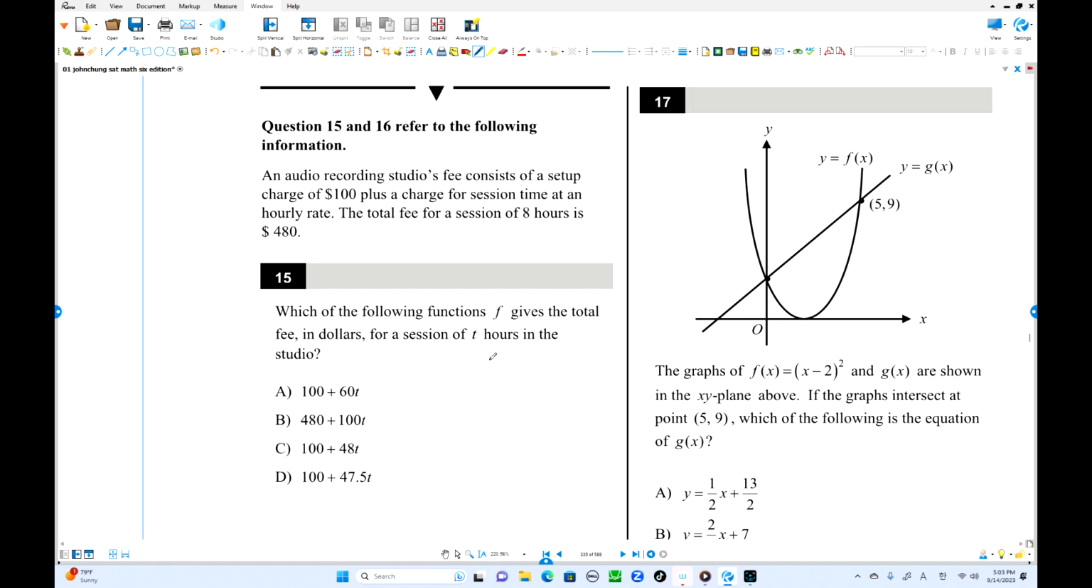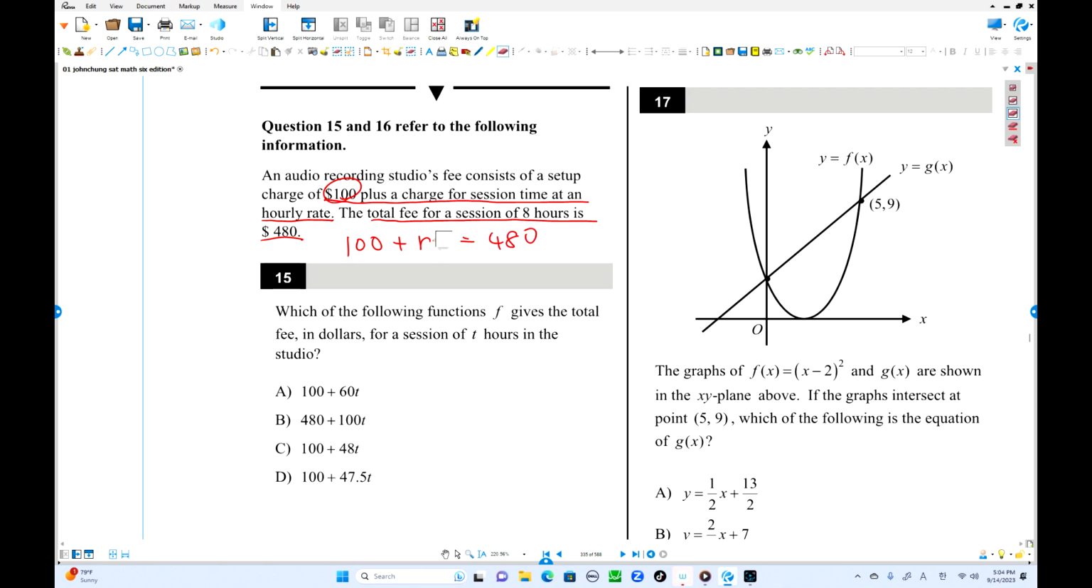All right, this is 15. So the audio recording studio's price consists of a setup charge of 100. This is the setup charge 100 and the hourly rate. The hourly rate, we don't know. Okay, so maybe you can open here. You can see that the total price of a session of 8 hours is 480, except the 100. For the hourly rate I'm going to use R times T equals 480.